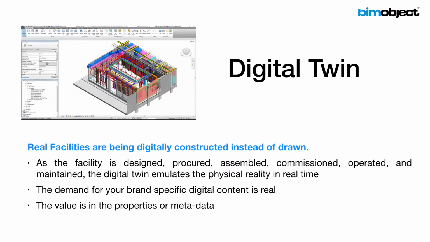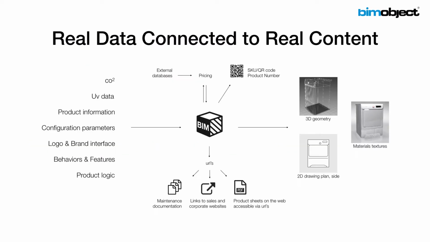We need to be able to do it with the various actors in real time. So again, the value is in the properties. It's in the metadata. It's in the weight. It's in the fire rating. So what we need to have, for this to all work, is real data connected to real content.